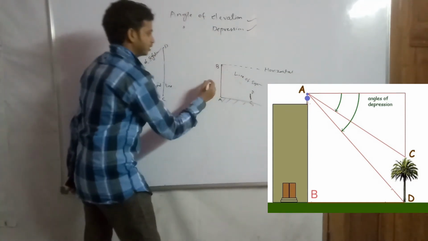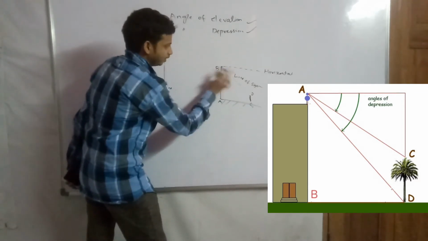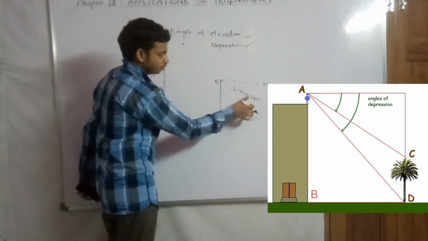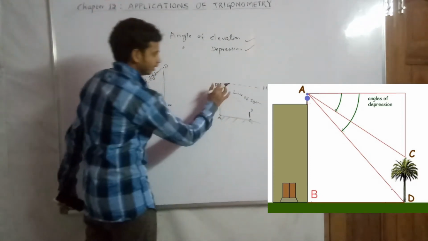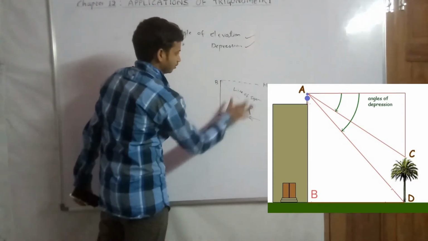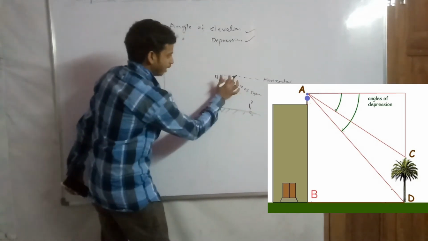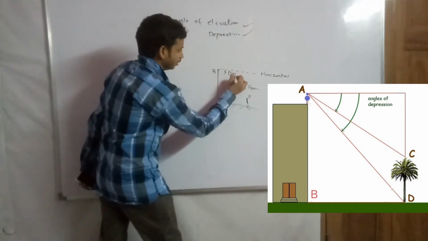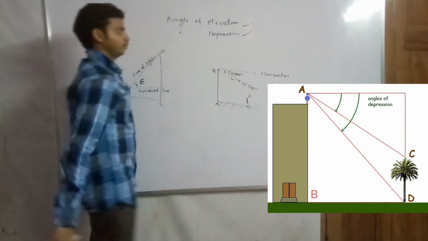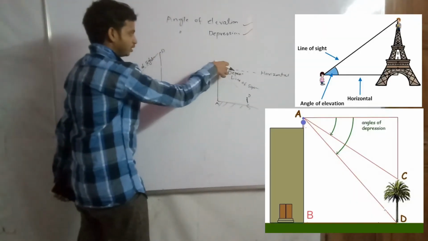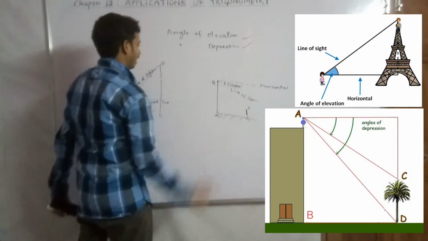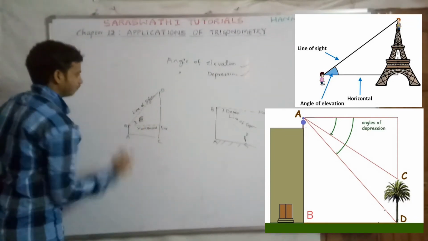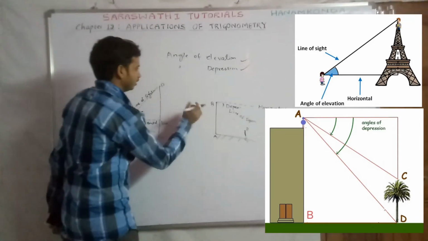Here the person is standing on the top of the building and watching the tree which is on the ground. The line drawn from the eye of the observer to the point viewed is known as line of sight, and the line drawn parallel to the ground is known as horizontal, and the angle between the line of sight and horizontal is known as angle of depression. Since the person is watching from the top, the angle is considered angle of depression. Here the person is watching from the ground, so the angle is angle of elevation.